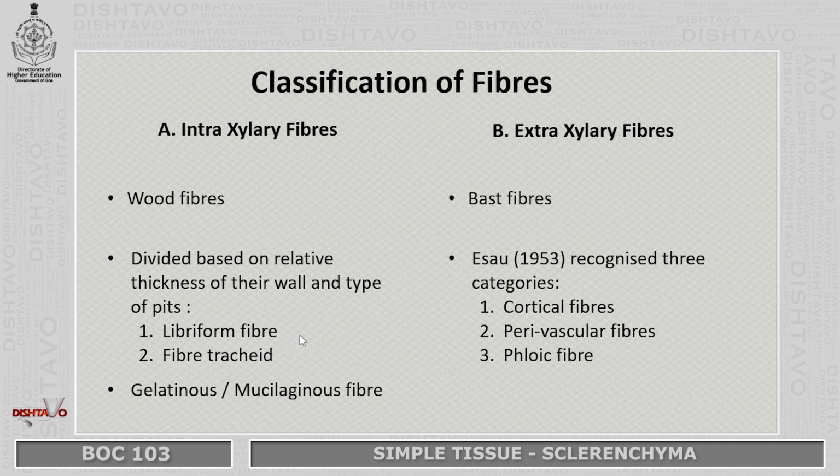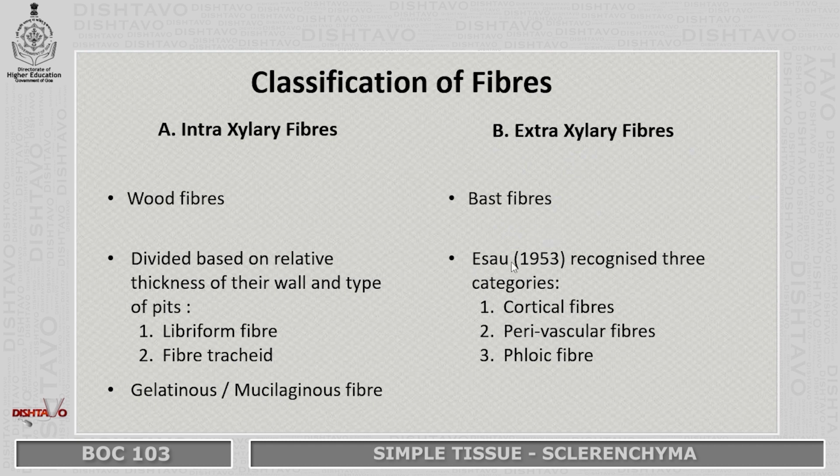We have the first one that is referred to as libriform fiber, which shows heavy thickenings and has simple pits. We have the second one, the fiber trachea, which shows comparatively less thickening and shows the presence of bordered pits. And we have the last type of fiber, the gelatinous or mucilaginous fiber, that is present in certain dicots which have the capacity of absorption of water.